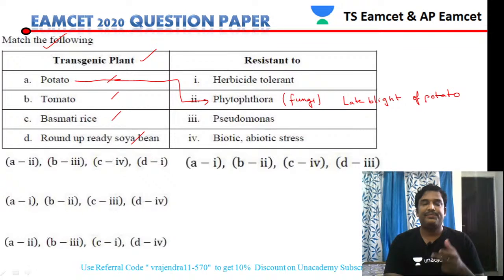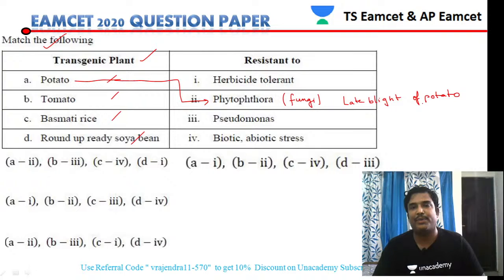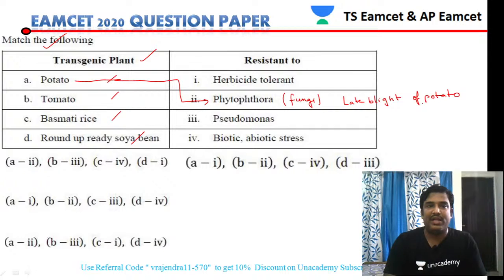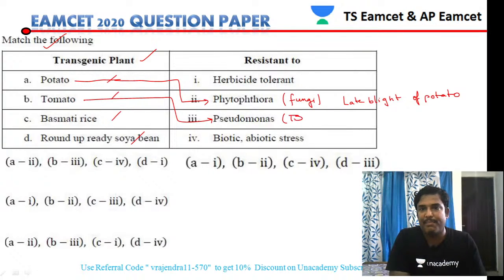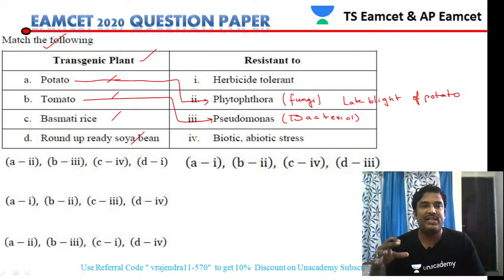But the transgenic potato is resistant to Phytophthora, so it will not cause the disease in this particular transgenic plant. Similarly, if you see tomato, tomato is resistant to Pseudomonas. What is Pseudomonas? Pseudomonas is a bacterium. So the tomato is resistant to bacterial infection.